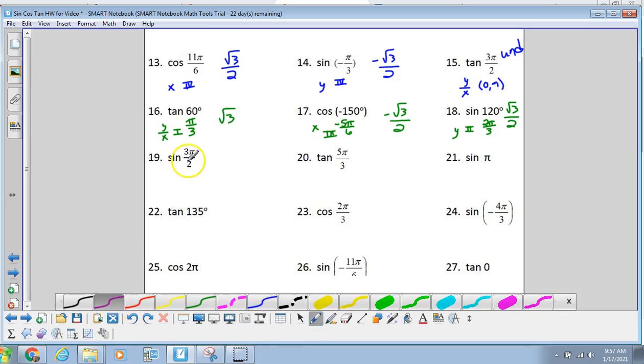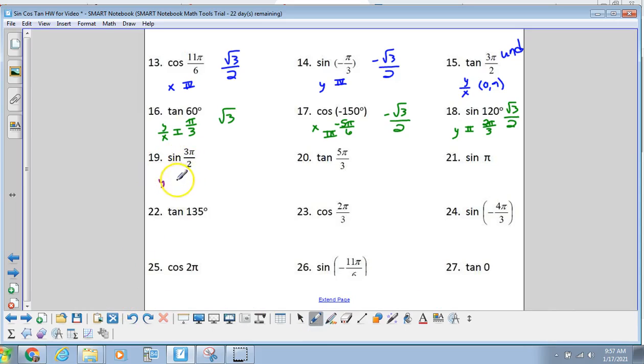Number 19, the sine of 3 pi over 2. Sine is our y-coordinate. 3 pi over 2 is a quadrantal angle. Our coordinates are 0, negative 1. So the sine is just negative 1.